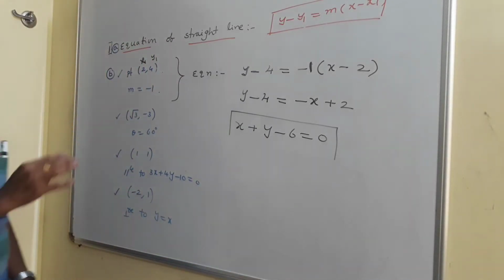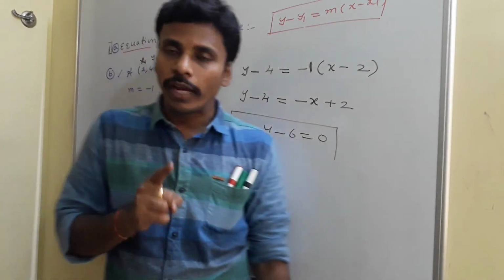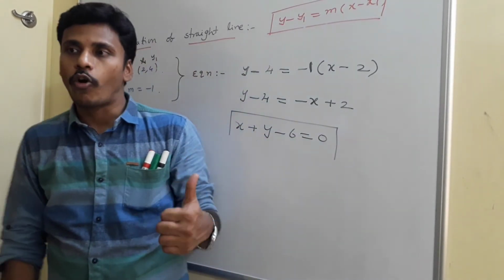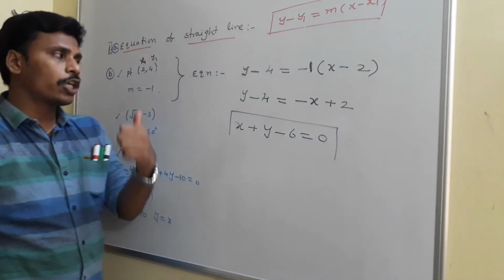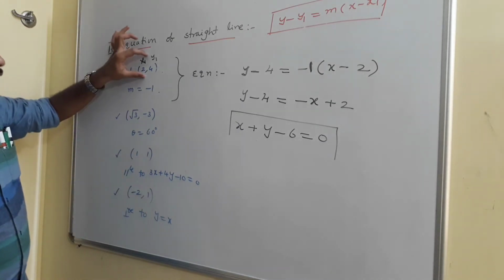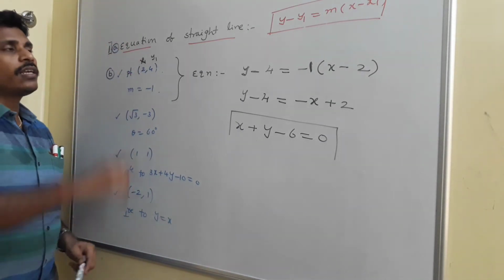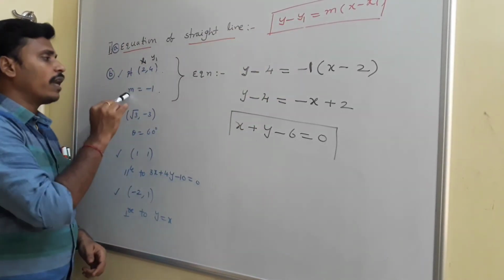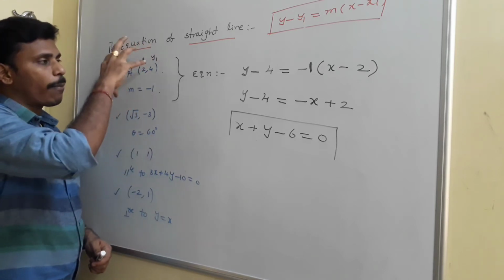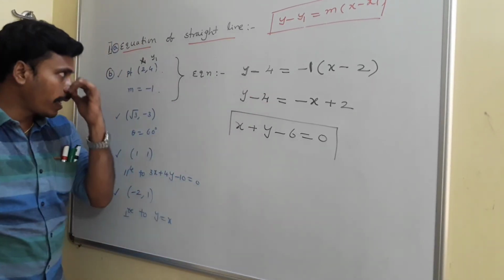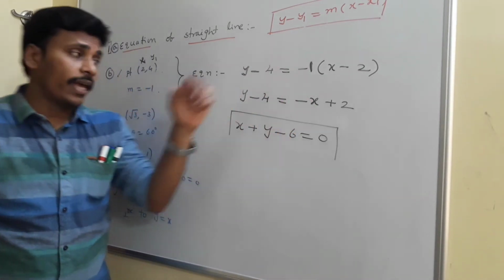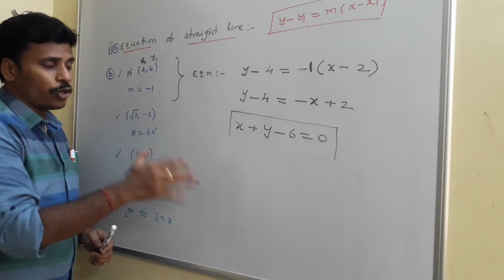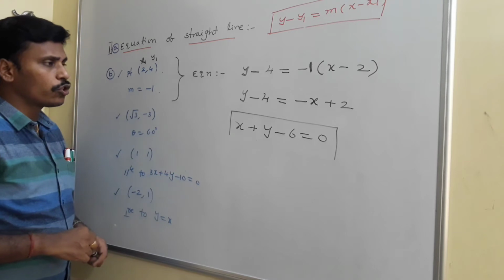Very simple problem, but once again I am repeating: to find the equation of the straight line, keep in mind that every time you need two parameters. Basically one is the point and the other one is the slope. For this given problem, the point is 2 comma 4 and the slope is minus 1. Our form is this. When you compare, point 2 comma 4 is x1 y1 and the slope is minus 1. Combining these two, your equation is y minus 4 is equal to minus 1 into x minus 2, and the equation is x plus y minus 6 is equal to 0. Very simple task. Don't get confused.